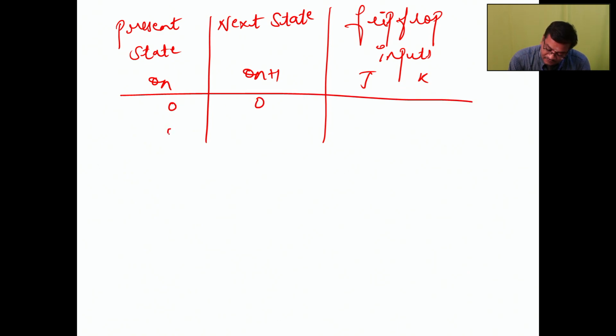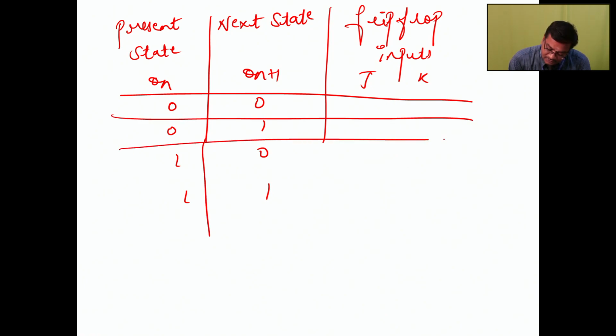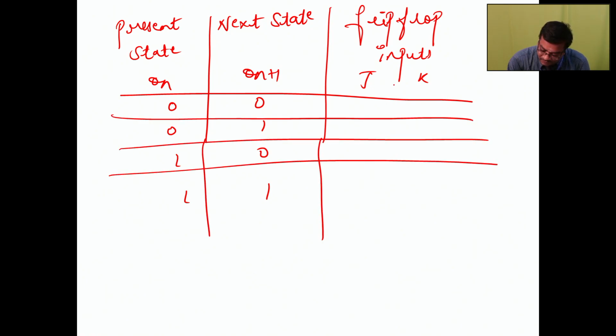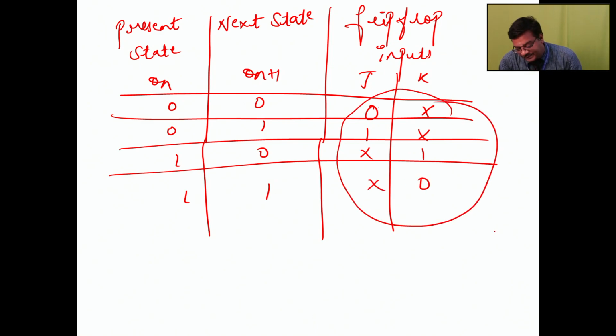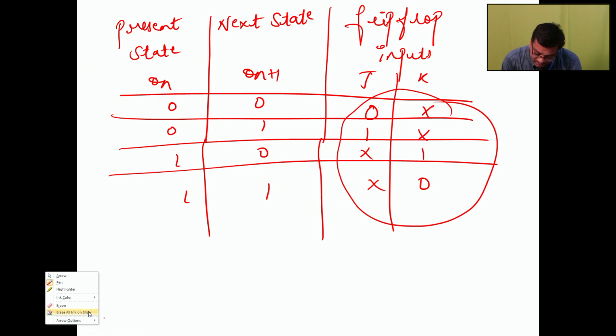So 0, 0; 0, 1; 1, 0 and 1, 1. The inputs are 0 and don't care, 1 and don't care, don't care and 1, don't care and 0. We have to know this excitation table thoroughly while we are solving counter problems. When you determine the present and next state, the flip-flop inputs are determined by using this excitation table. We have to note all these things thoroughly.